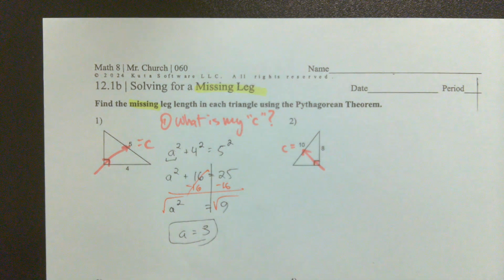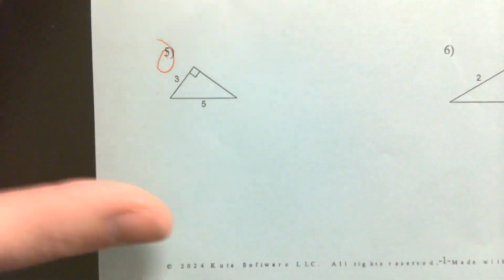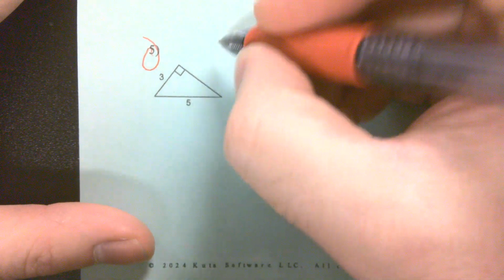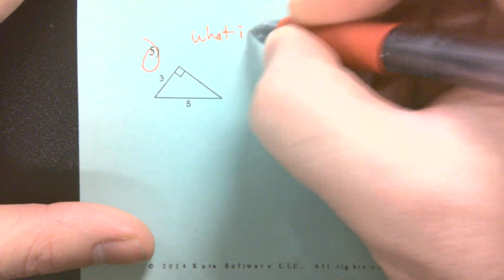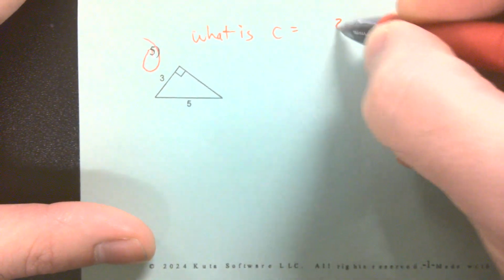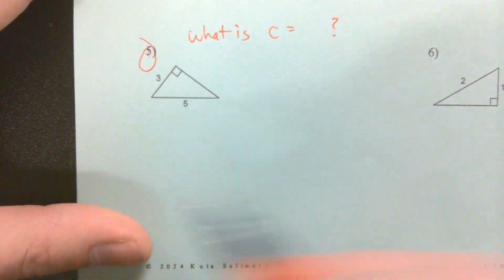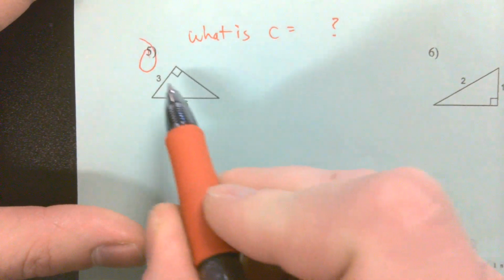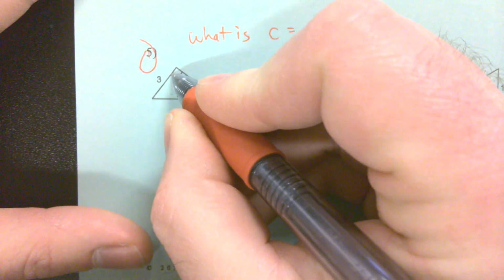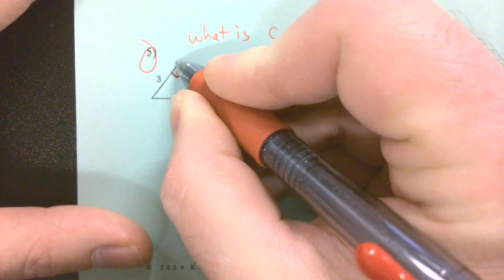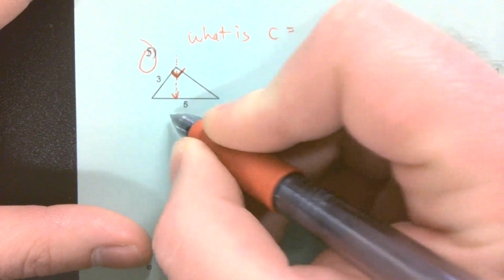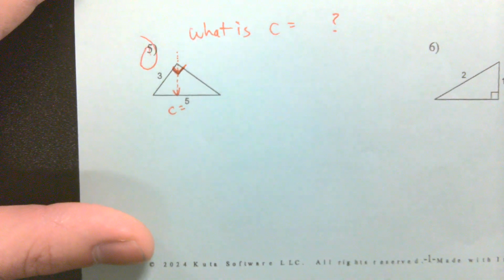So let's go ahead and start with number 5 down here. Number 5. What's my hypotenuse? Again, the first thing we want to ask ourselves is, what is C equal to? 5. What tells you that C is... It's what about the right angle? That's right. This little right angle square is pointing directly to my hypotenuse, C.